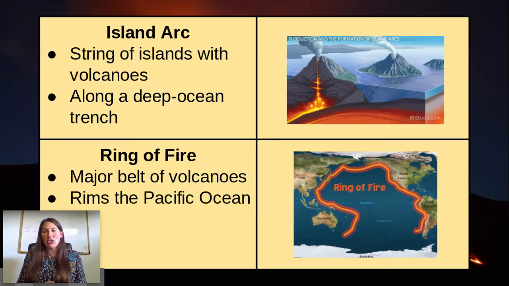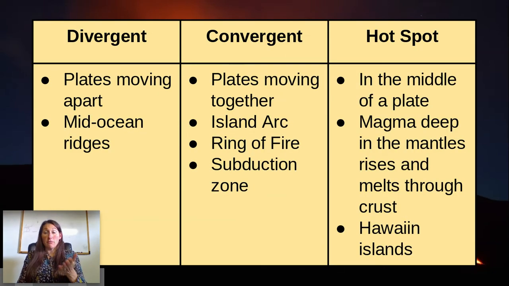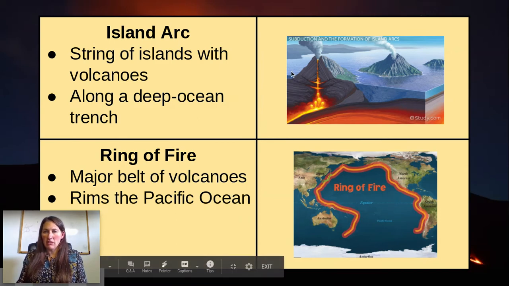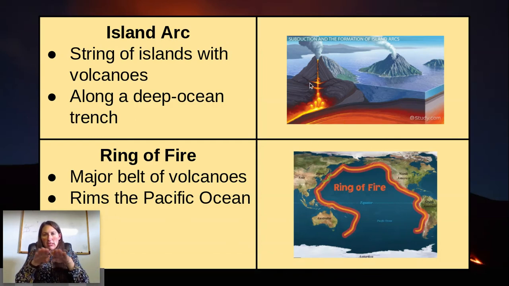Two things I wanted to show you little pictures of here. The island arc, and both of these are convergent formings of volcanoes. The island arc has a string of islands with volcanoes. You can see in the picture, there's a volcano, there's a volcano, there's a volcano. The plates come together, one slides underneath, but then you get a string of them together. This is going to be along deep ocean trenches.